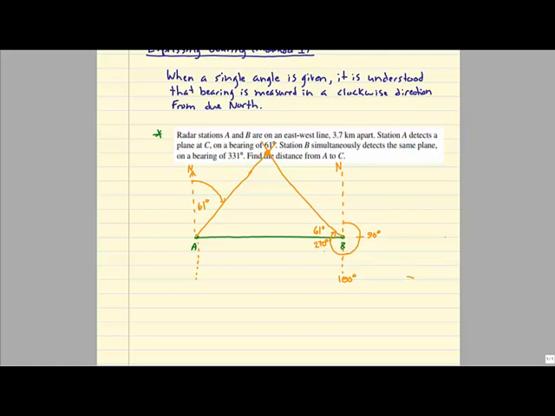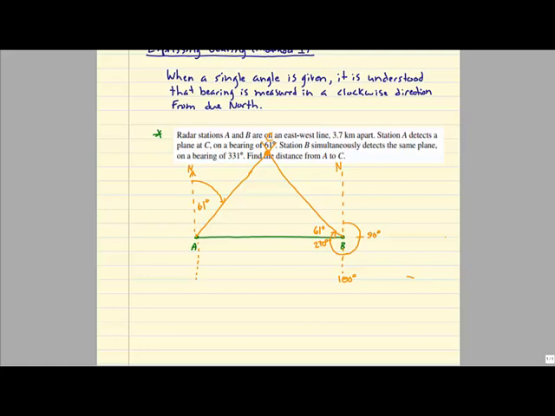So if I look at this, and I'm trying to figure out exactly what's going on here, I should be able to fill in either a couple more angles or a couple more pieces of information and find the distance from A to C. Now C is right up here, is where that airplane is. So I want to find that distance from A to C. So let's see if we can figure out anything that's going on here that would help me try and solve this problem.